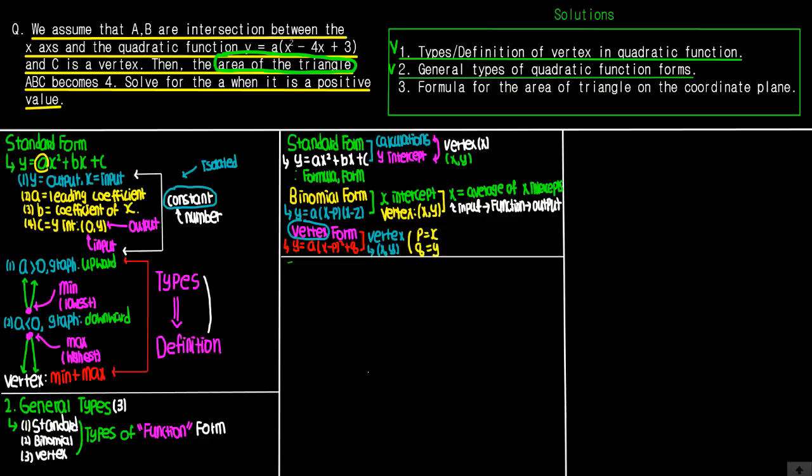Firstly, let's write our function down in order to approach this question. Our function is y equal to 8 times x squared minus 4x plus 3. We can see our ultimate goal in this question is to solve for the a value, and the given information is that we have a triangle ABC.